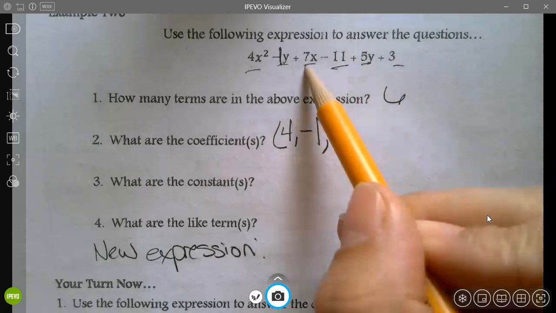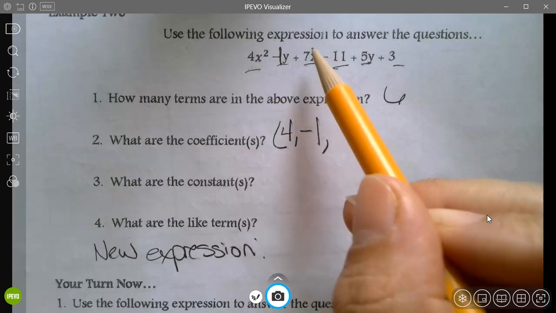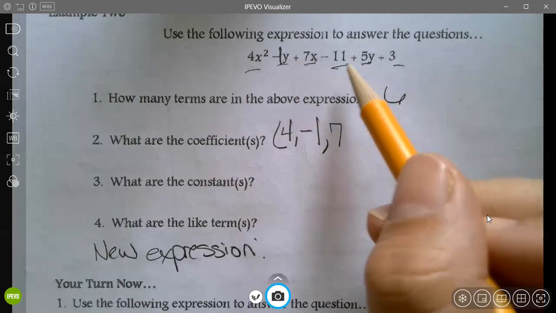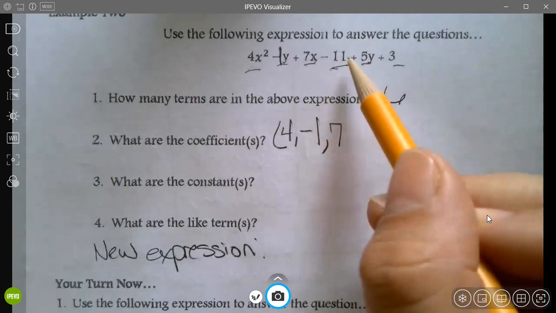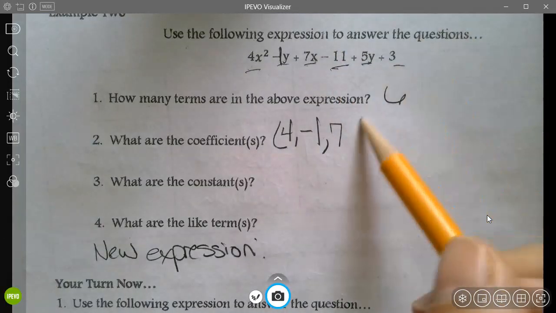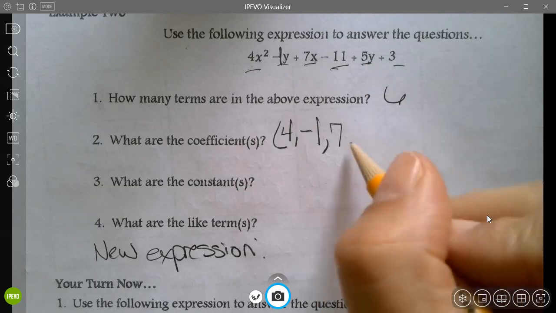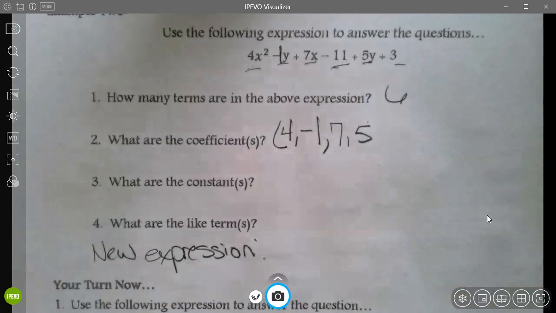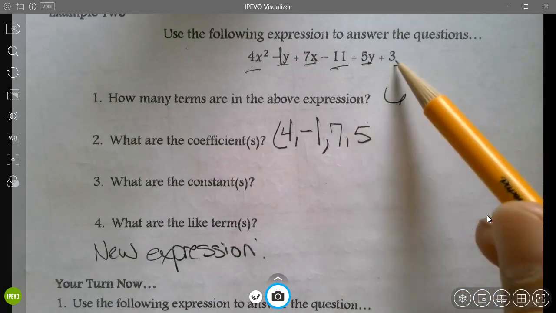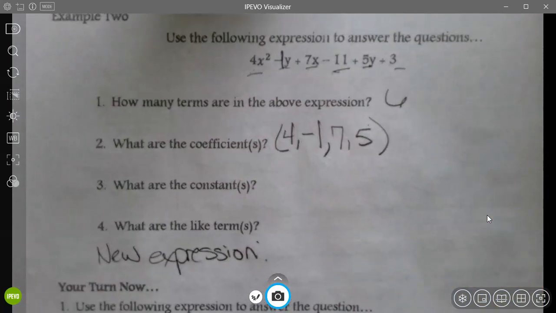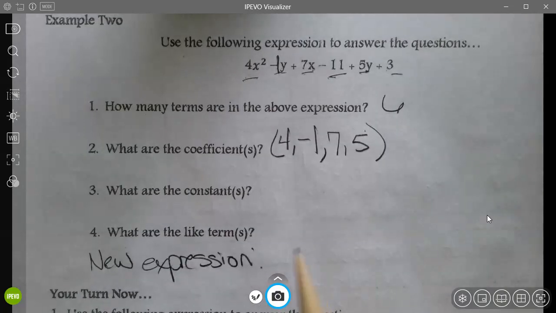My next one is an x. I see a variable, so what number's with it? It's a +7. I see the plus. My next term has an 11, but I don't see a variable, so that is not a coefficient. Go to my next term. I see a variable. What number's with my variable? A +5, so I'm going to write my 5. And then I don't see any variable with my last term, so it can't have a coefficient. So there are my coefficients.